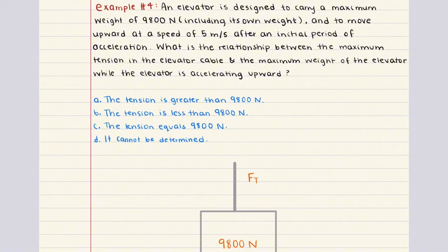Problem 4 says an elevator is designed to carry a maximum weight of 9,800 newtons, including its own weight, and to move upward at a speed of 5 meters per second after an initial period of acceleration. What is the relationship between the maximum tension in the elevator cable and the maximum weight of the elevator while the elevator is accelerating upward?